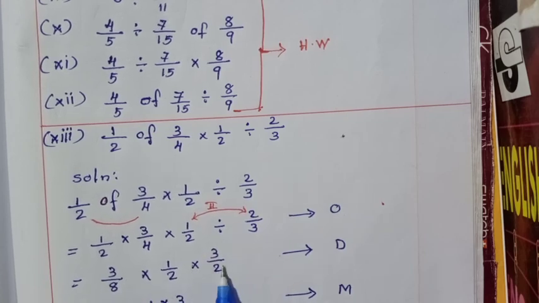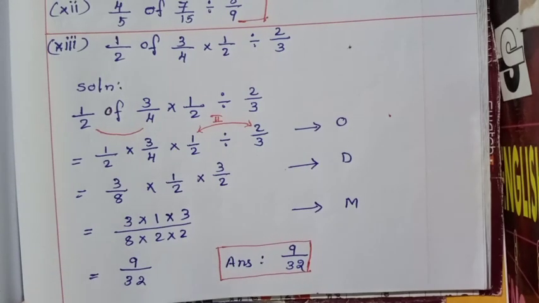So now complete multiplication only. So numerators: 3 into 1 into 3. Denominator: 8 into 2 into 2. 3 into 1 into 3 means the answer is 9. 8 into 2 into 2 means 32 is the answer. So 9 by 32 is the answer.